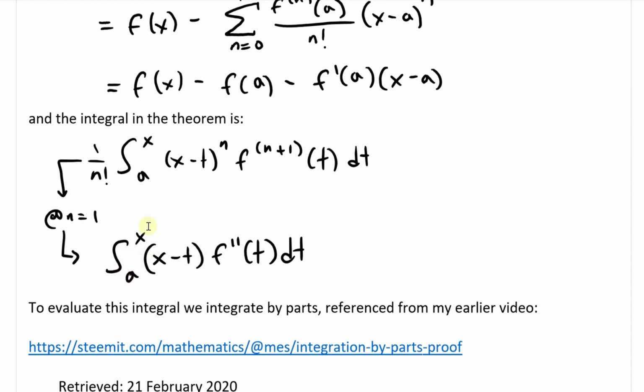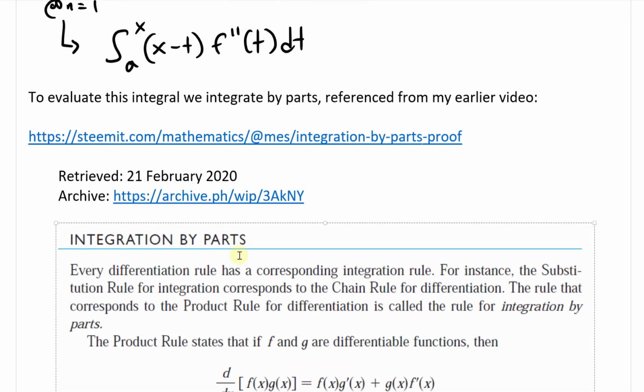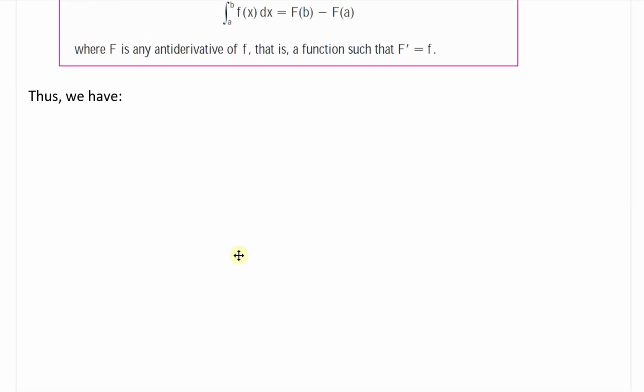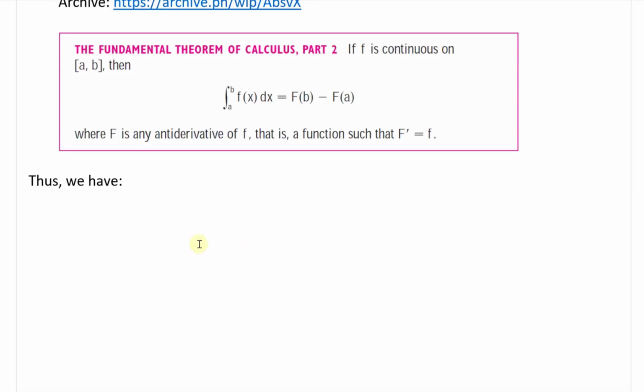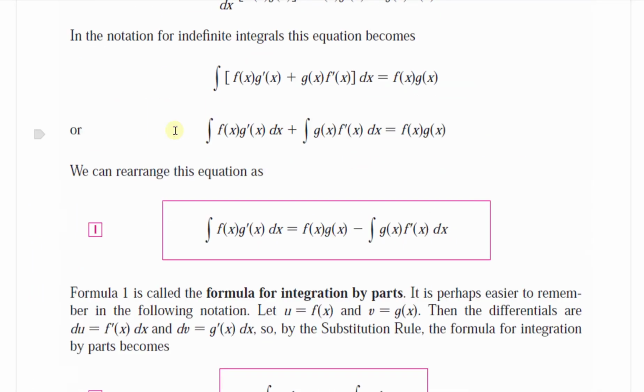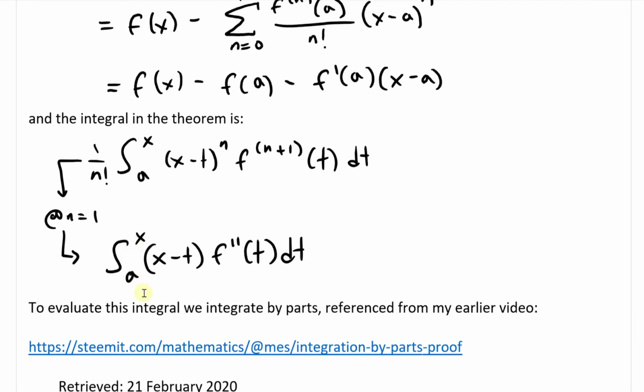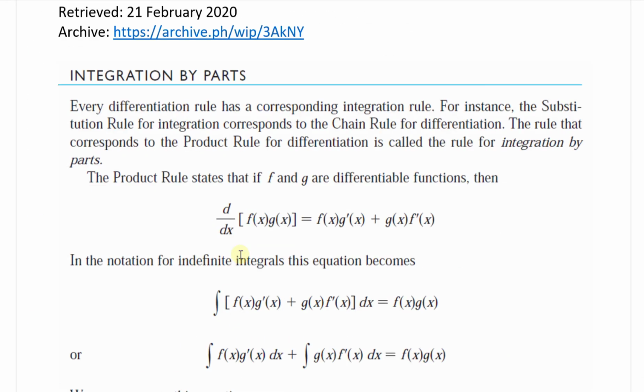So we have this integral right here, the integral from a to x of (x minus t) f double prime of t dt. Let's just write what we have first. We have the integral from a to x of x minus t, and this is to the power of 1, so just leave it like that, and then f double prime of t dt. Let's double check again. Scroll up here, and that is exactly what we have: the integral from a to x of x minus t times f double prime of t dt.